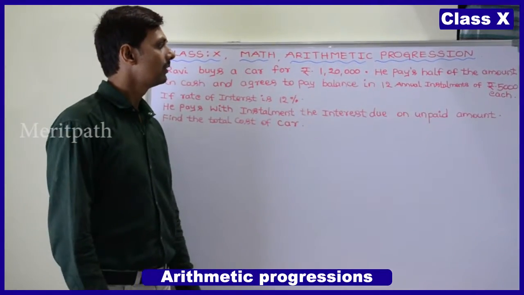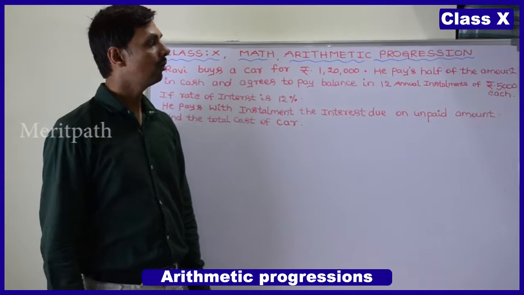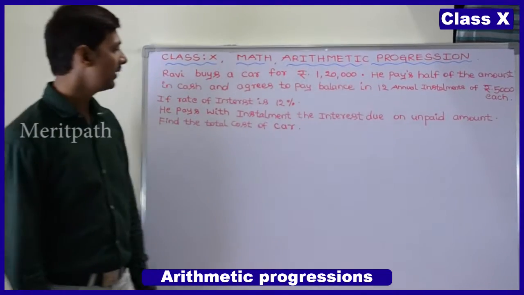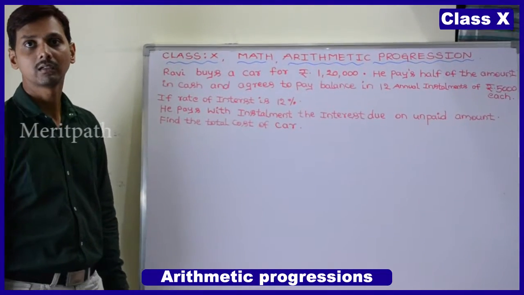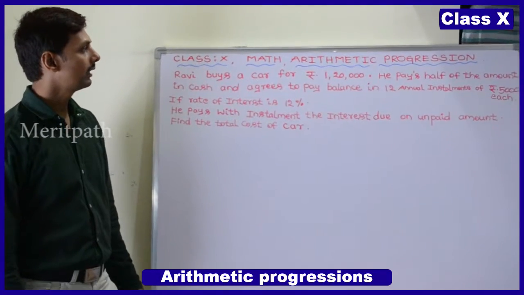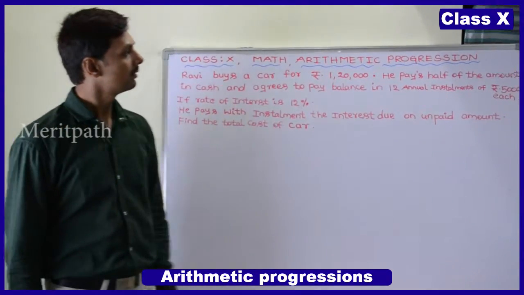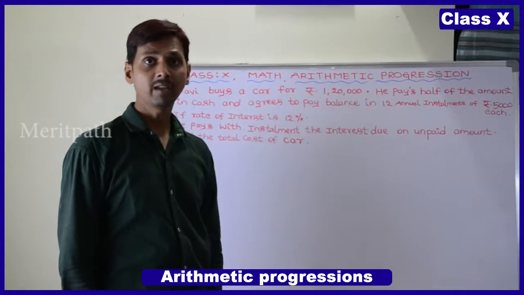Installment, interest due on unpaid amount. So find the total cost of the car. Here we have 12 annual installments he needs to pay.